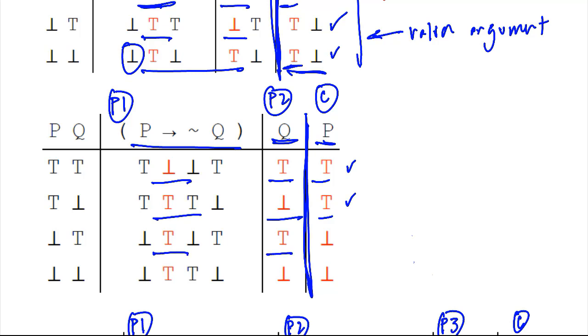True, true, and false. Here it is the case that the premises are true and the conclusion is false. That makes it a bad line, and because of this bad line, this argument is going to be invalid. We'll also check this last line. True, false, false. That line is okay, but the argument is invalid because of line 3.